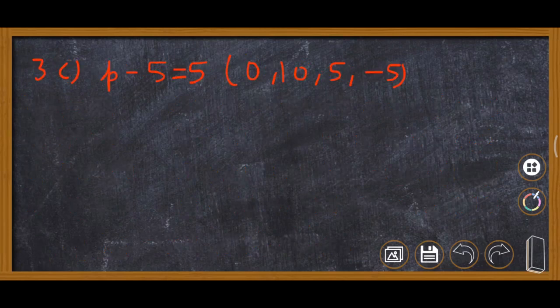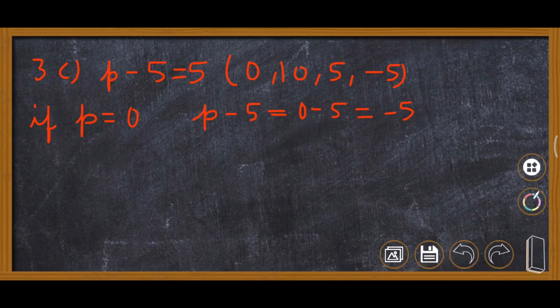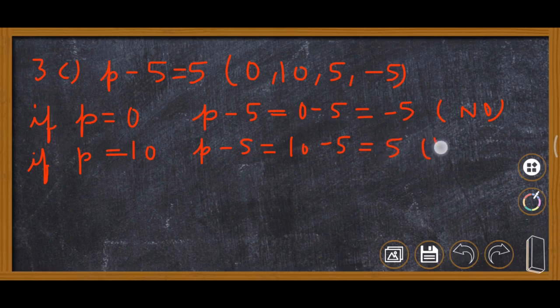Now this is third C part. P minus 5 is equal to 5. Values are 0, 10, 5 and minus 5. Now if P is equal to 0, then P minus 5 is 0 minus 5, and it is minus 5. So it is no, because right hand side is 5. Now if we put P is equal to 10, so P minus 5, it is 10 minus 5, it will be 5. Now here you can see right hand side is 5, that's why it is yes.